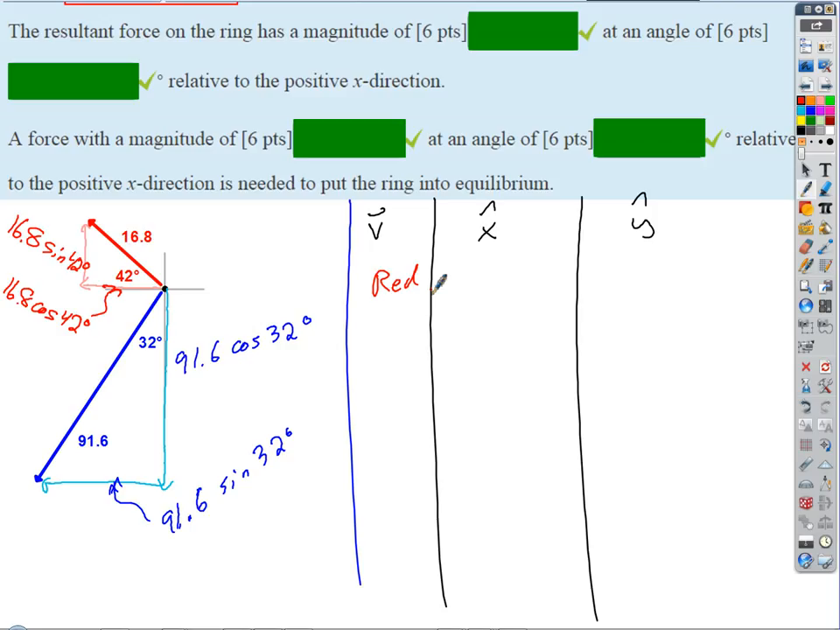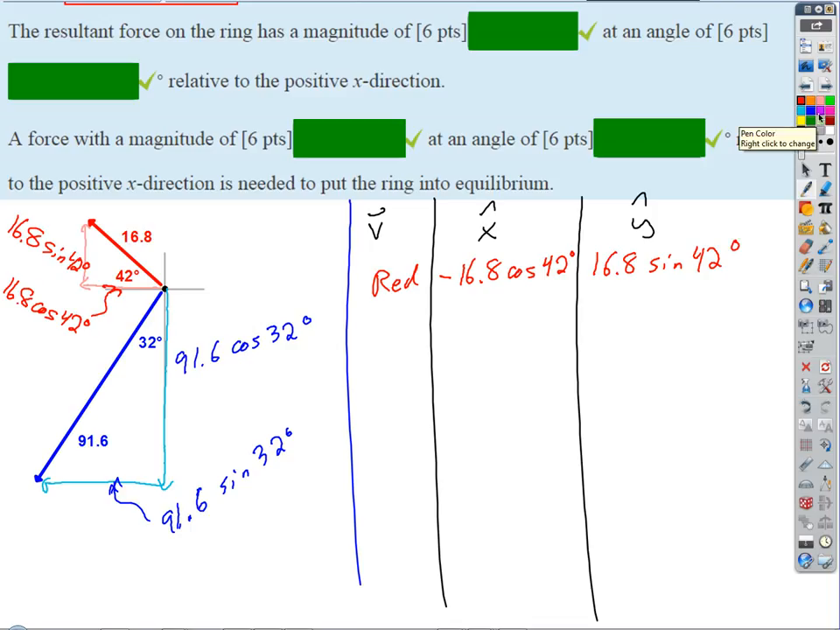What's the x component then? It's the cosine. What's the sign going to be of that? Positive or negative? Negative, right? Because it's pointing in the negative x direction. So I'm going to get negative 16.8 cosine 42, right? How about the y component? Positive or negative? Positive. That's going to be the sine, right? 16.8 sine 42, just calculator numbers.